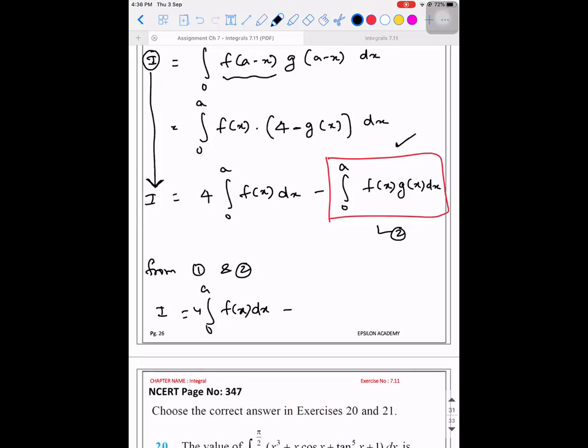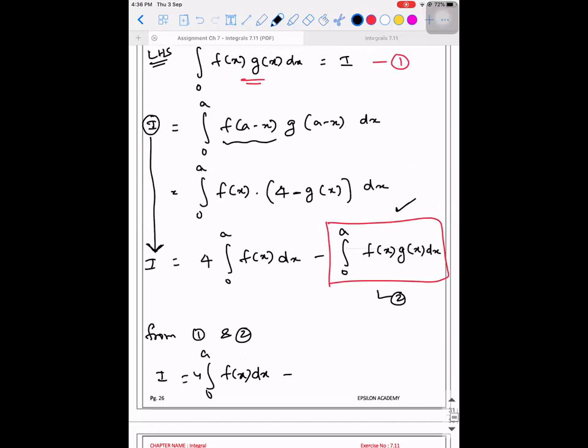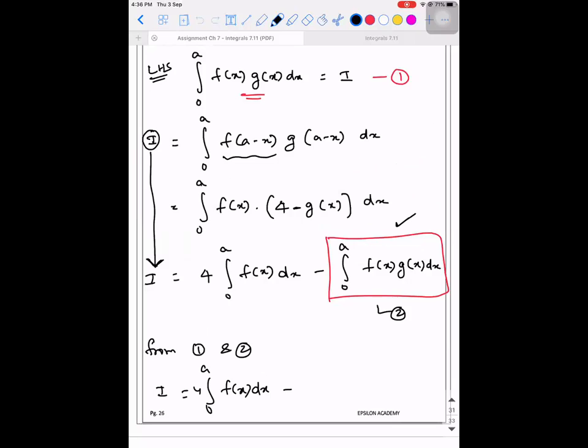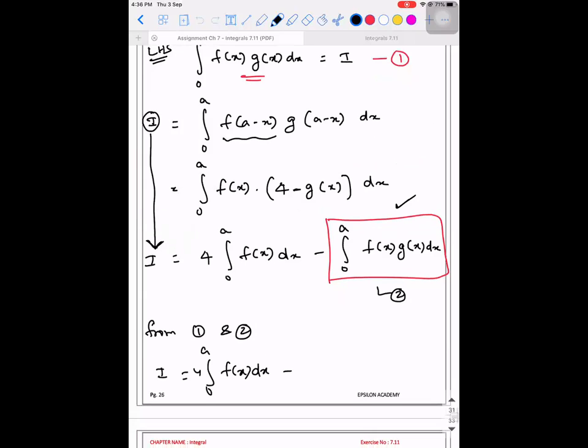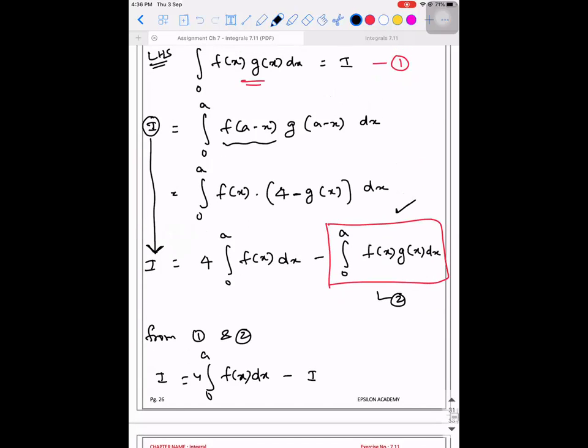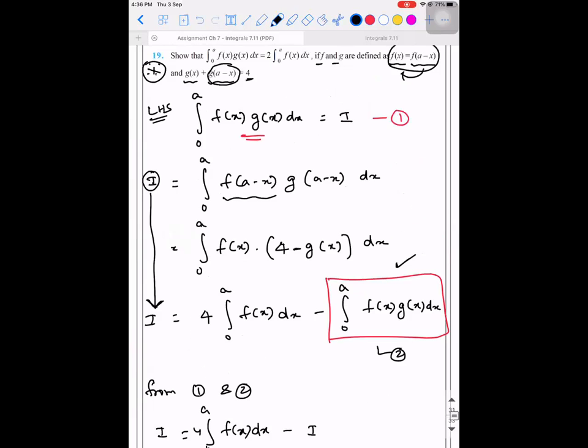Are you able to hear me? Sir, it is cutting in and out, sir. Sir, it's breaking up, sir. Is it fine now? Yes, sir. Okay. This says integral 0 to a f of x into g of x. Sir, again it's breaking, sir. Okay. Let me check.